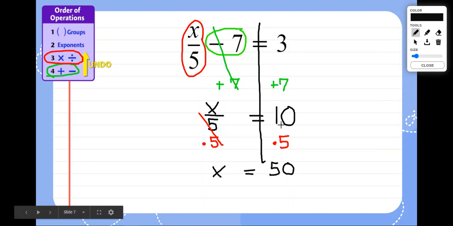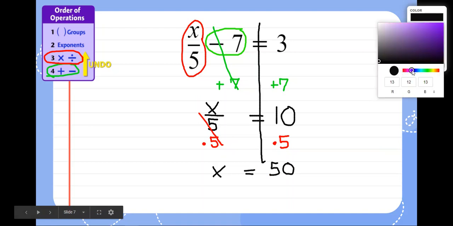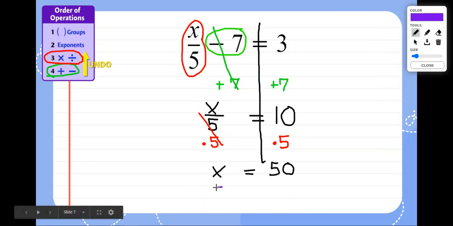Hopefully you've solved that by plugging it back in, which would give us 50 divided by 5 minus 7 should be equal to 3. 50 divided by 5 is 10, and 10 minus 7 is in fact 3.